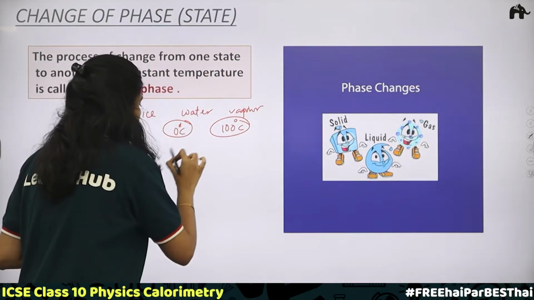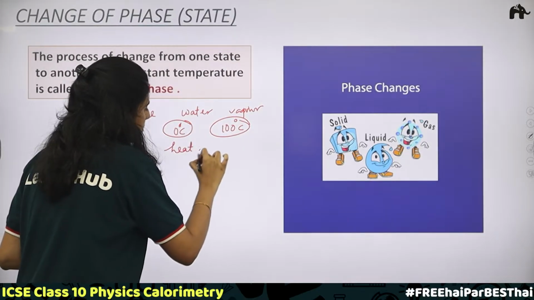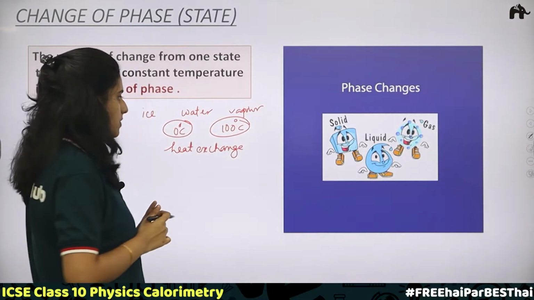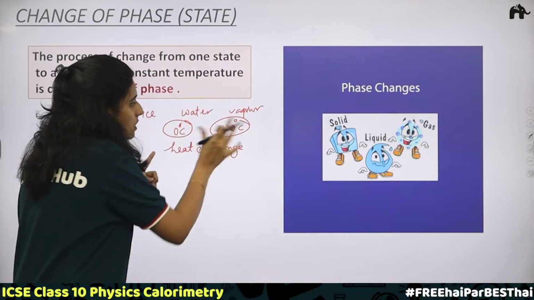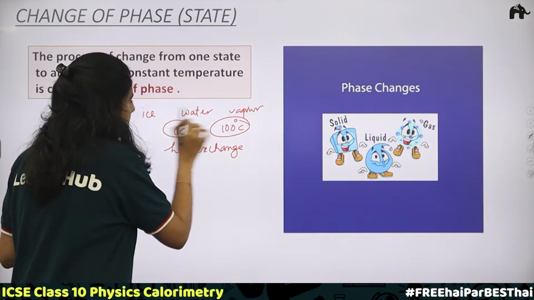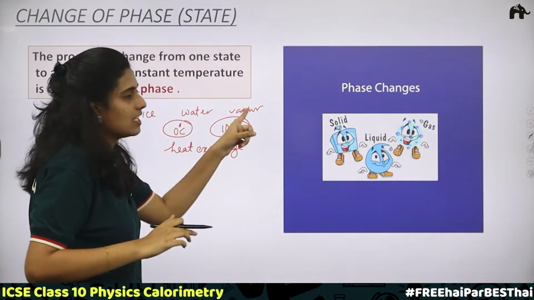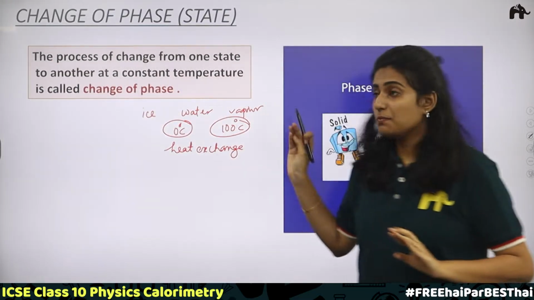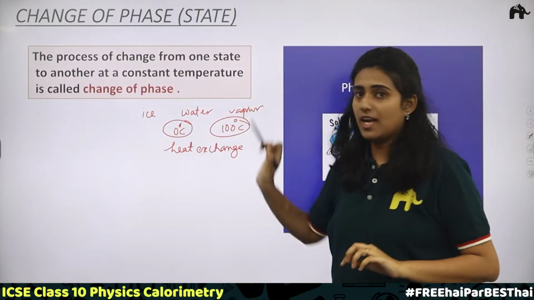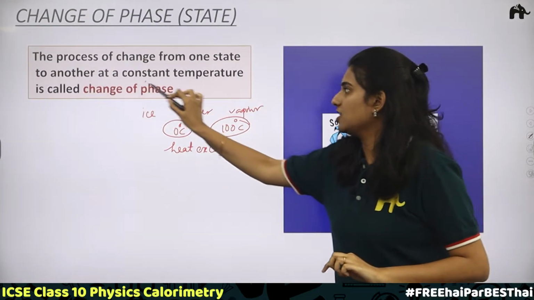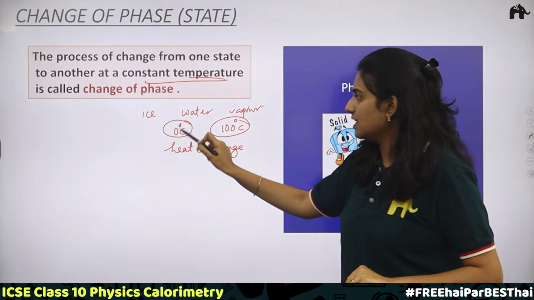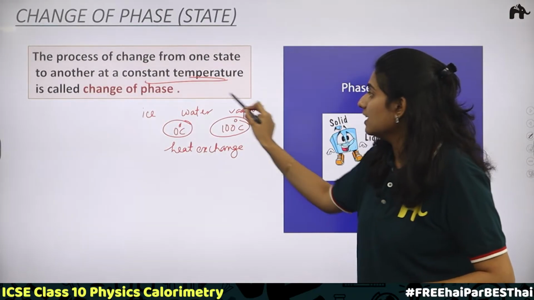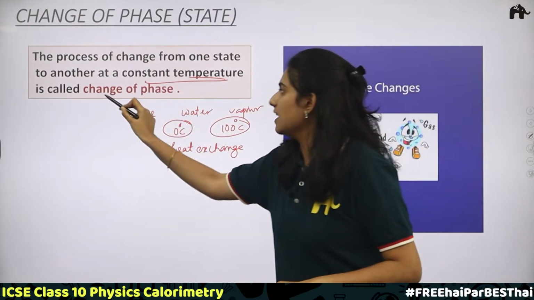So we understand that there is a heat exchange happening in these cases. Also, the temperature remains the same when there is a transfer, that is, when there is a change in state. So we can define the change of phase as a process of change from one state to another at constant temperature. Here, 0 degrees Celsius to convert water to ice. At 100 degrees Celsius, water is getting converted to vapor. And this is called change of phase.